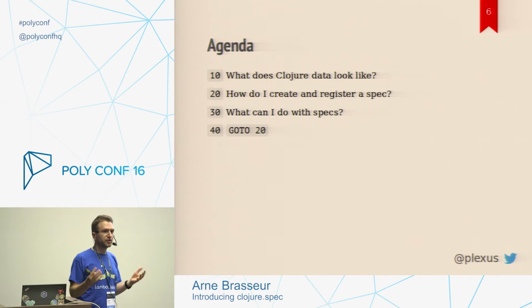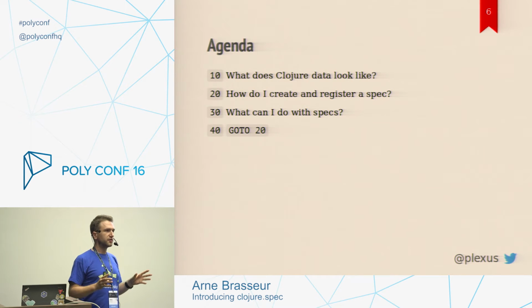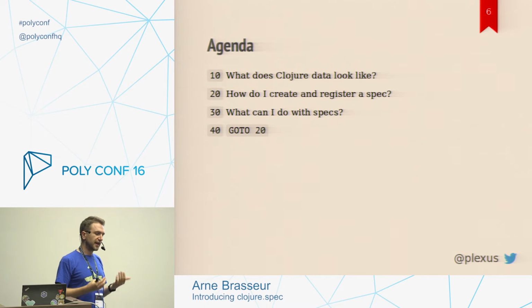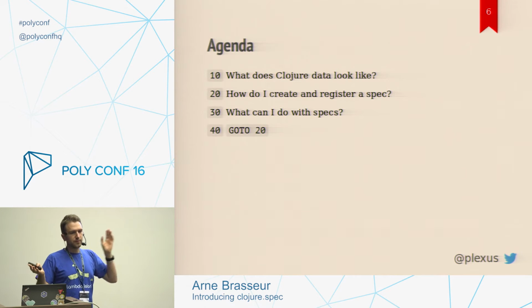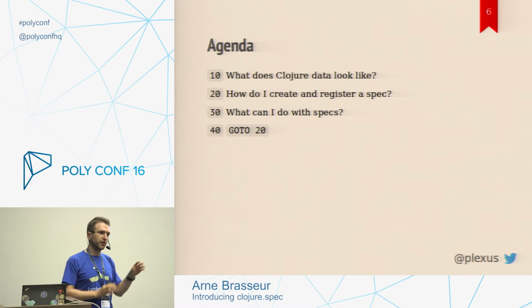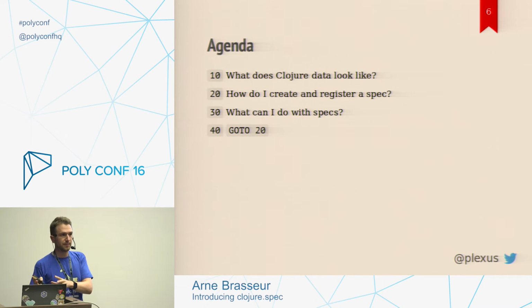I'm first going to say a few words just about Clojure data, what Clojure data looks like, because it's important to really understand the design decisions and how this whole thing works together. And then there are two perpendicular topics to explore. One is, how do I create these specs, these schemas? And the other is, what can I do with them? How do I use them?